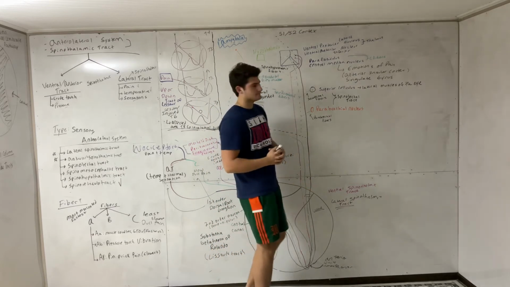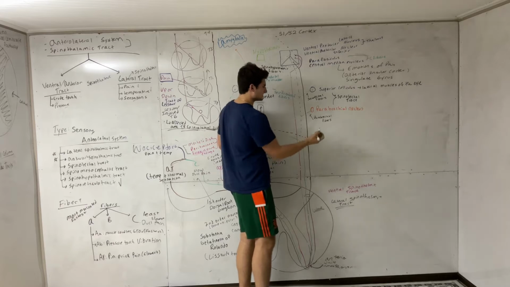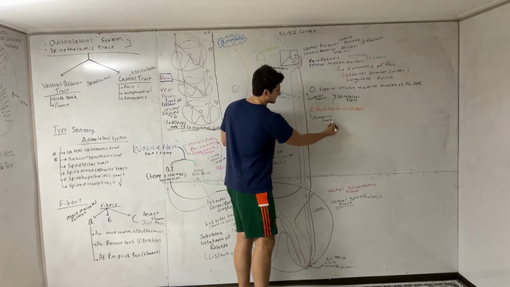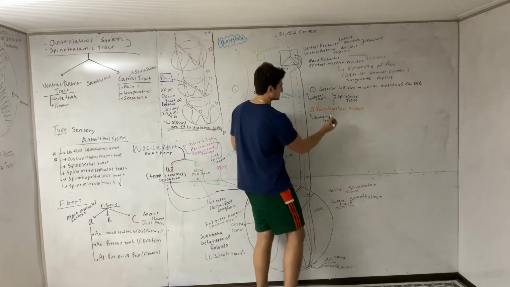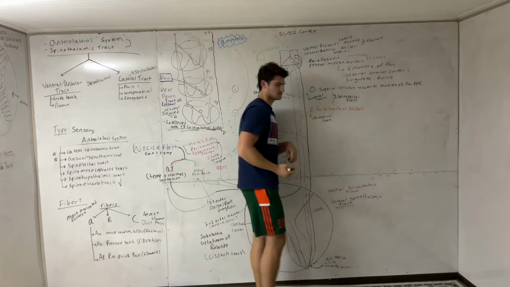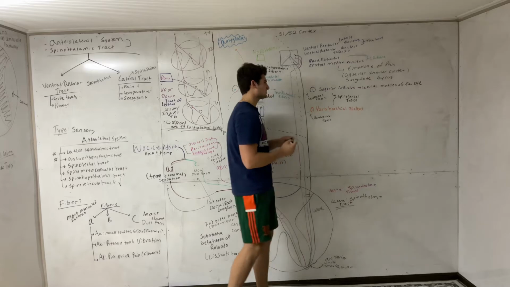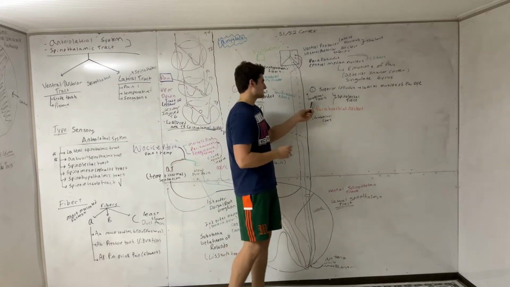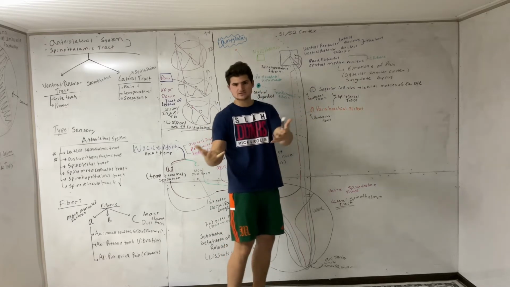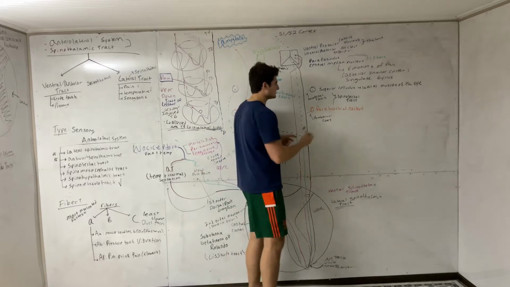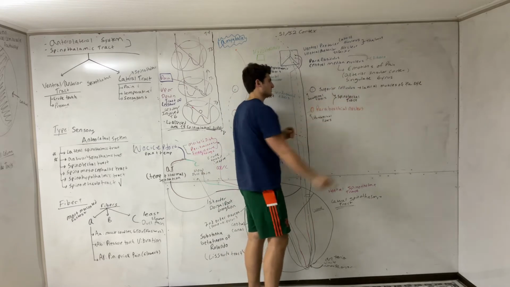Going to branch off again. Okay? Some of them are going to branch off, and they're going to go to the parabrachial fibers, and this is going to target the parabrachial nucleus. Okay? Now, other fibers are going to branch off, and they're going to target the spinotectal fiber. They're going to be spinotectal fibers, and what are they going to target? They're going to target the superior colliculus.